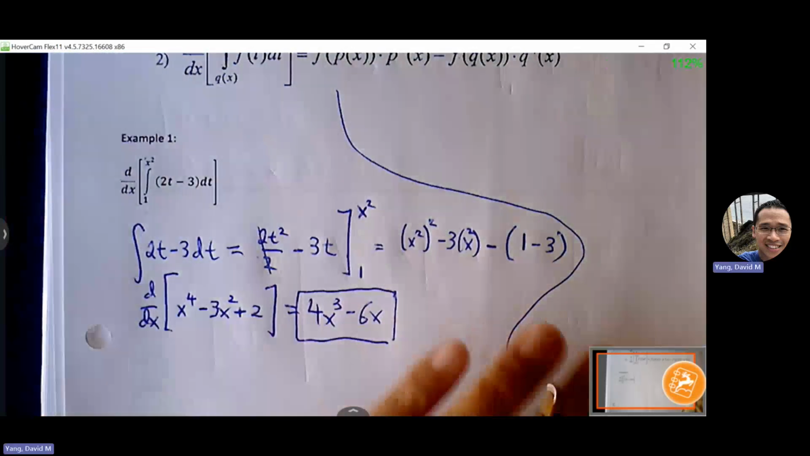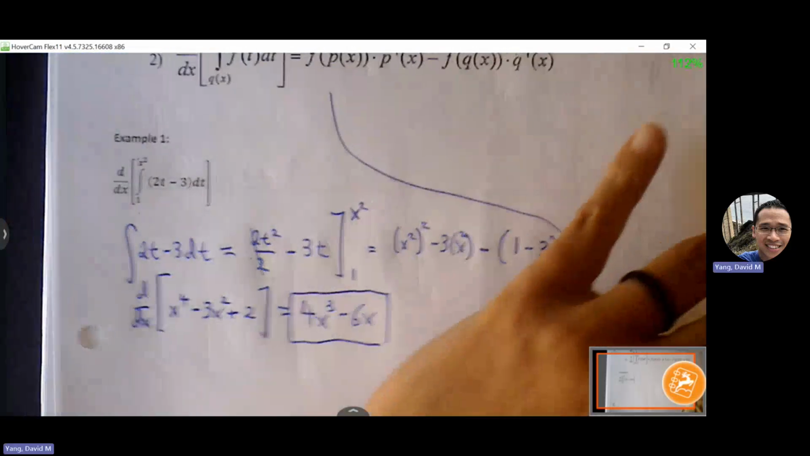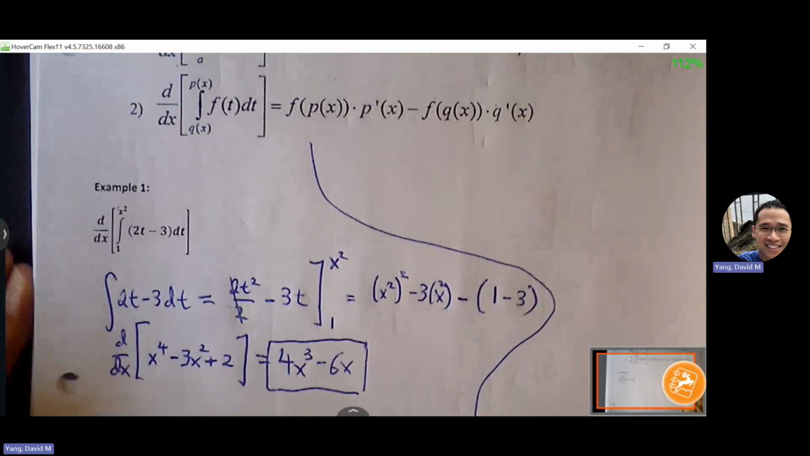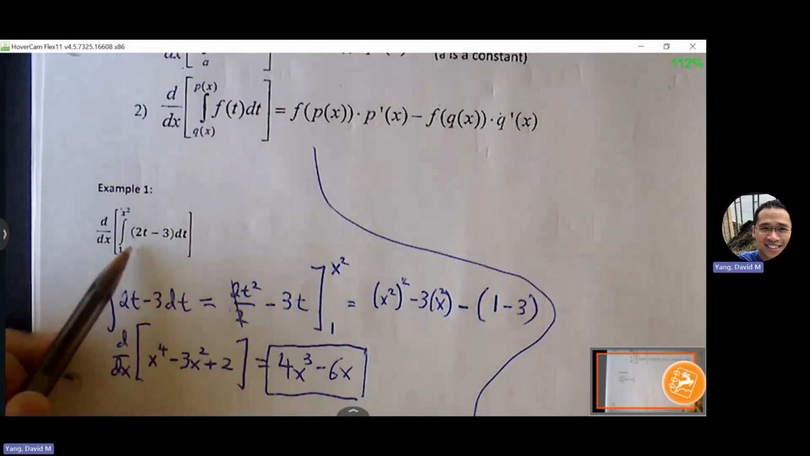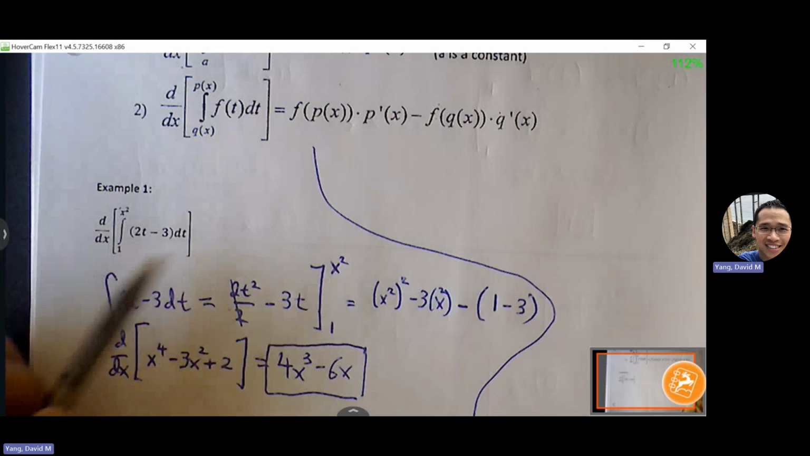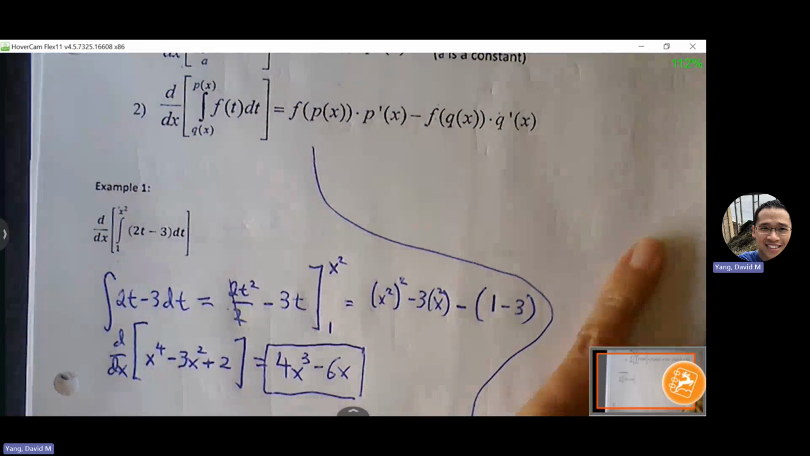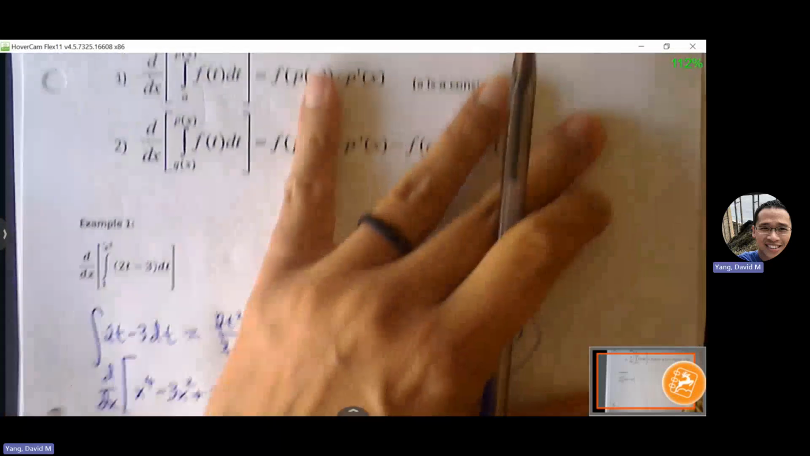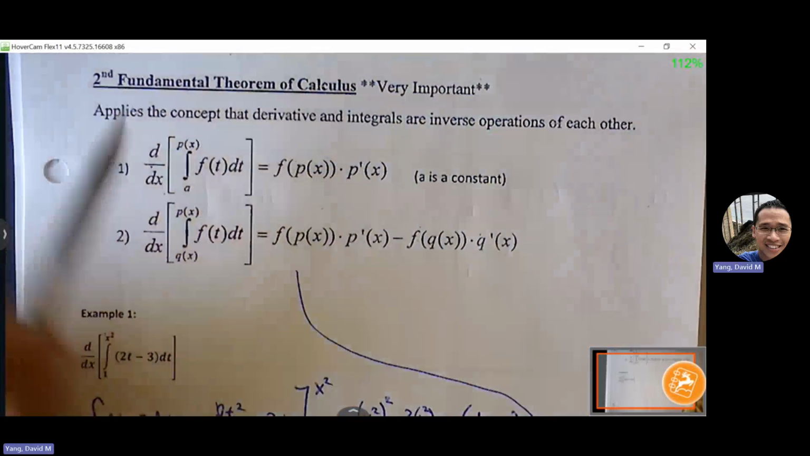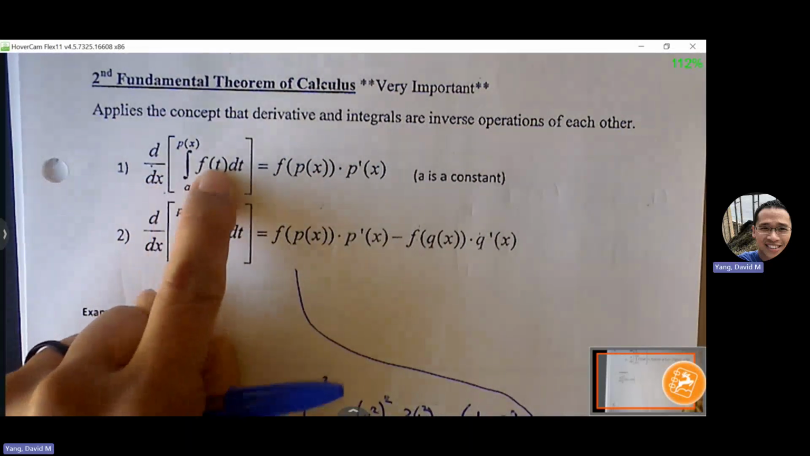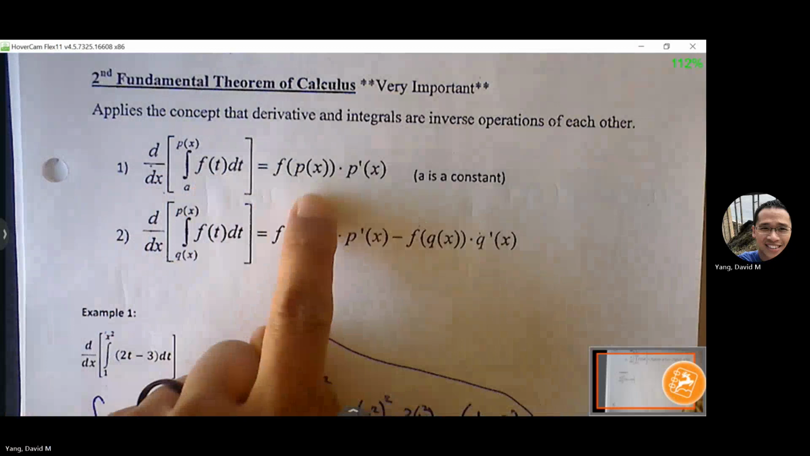So what is the shortcut? I know it may not quite feel like a shortcut because this is not a difficult process right now. But if this was a messier problem, imagine having to go through a messier process and then find the derivative. It's doing something and then undoing it. So this is what the first theorem tells us, or the second theorem tells us: if I'm pairing two opposite operations onto the same function, we can do this shortcut.